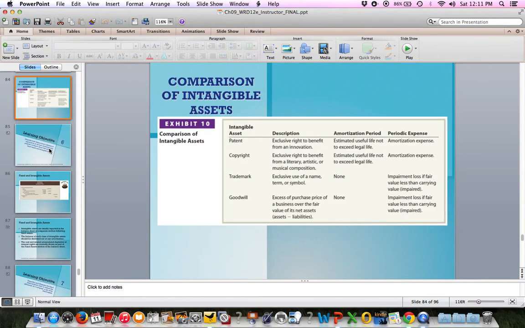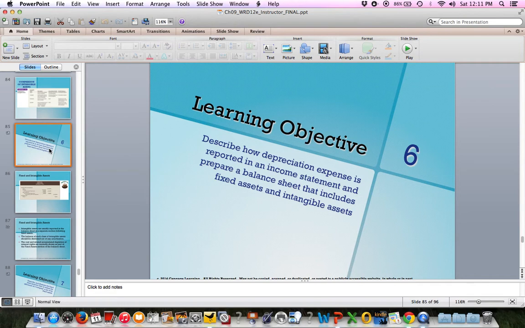So here's just a nice little summary of the 4 major categories of intangible assets, a description of each one, what we do each period to record it, and then what the expense looks like. Okay, so it's a good little summary of the 4 types. So make sure you know that. Very easy for me to ask you questions on a test or quiz about those.